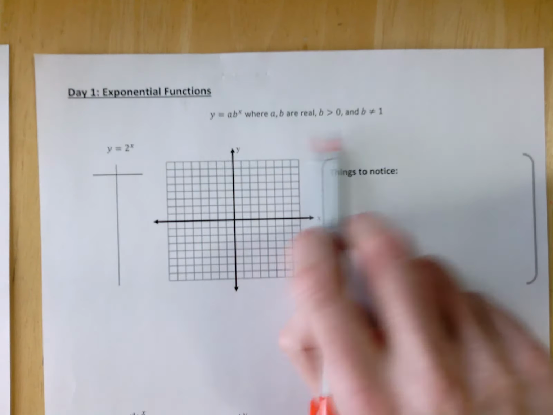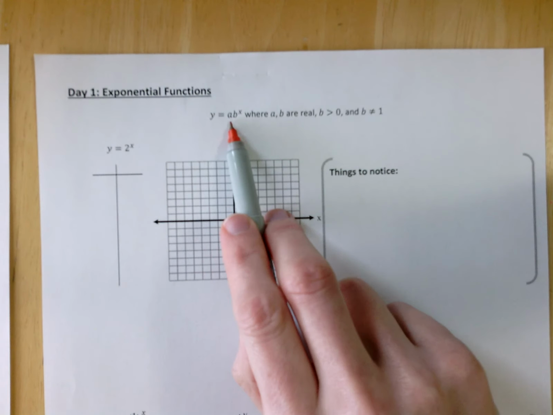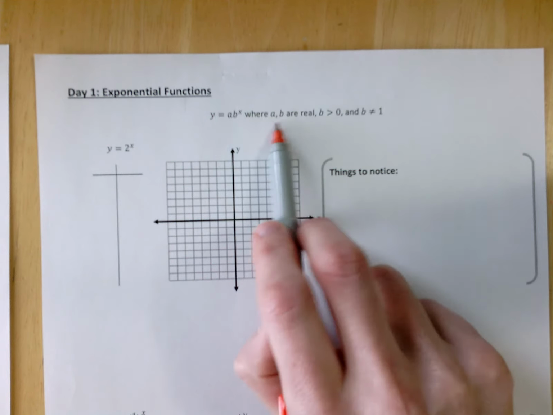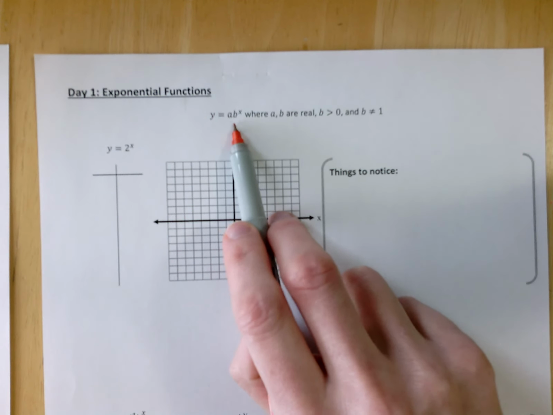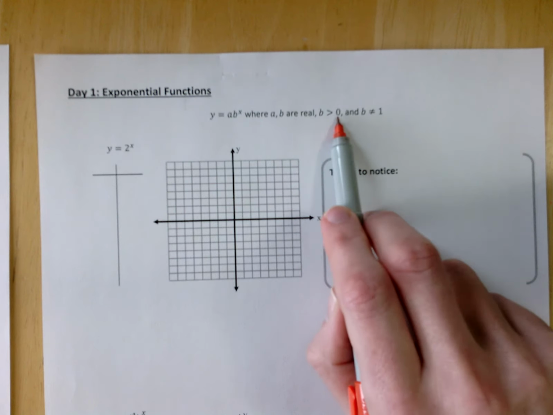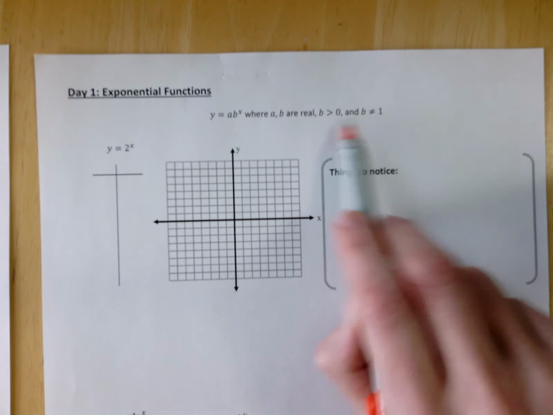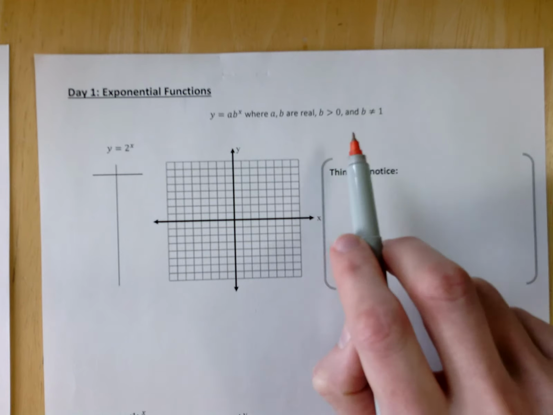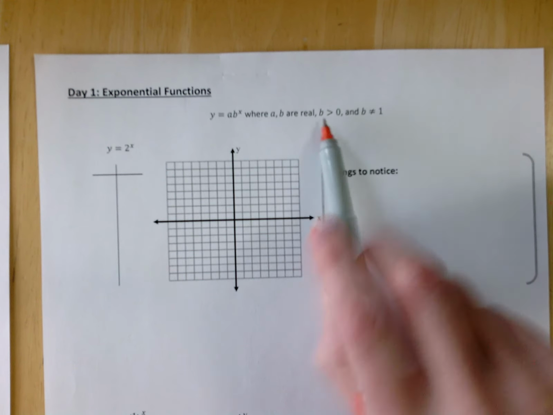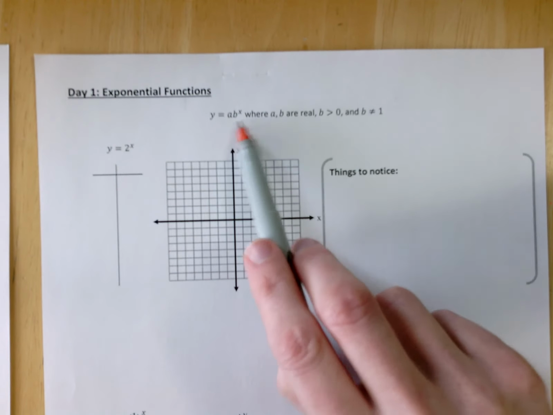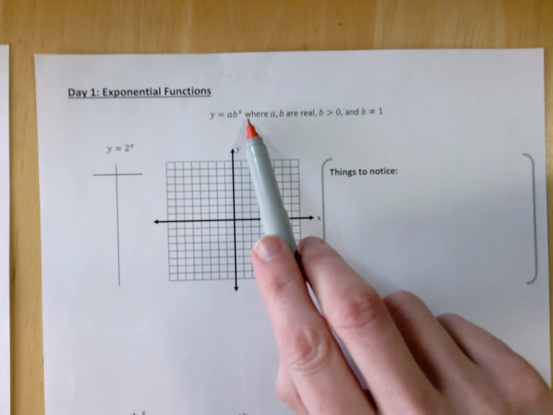So the definition of an exponential function: y equals a times b to the x power. a and b have to be real numbers, so no imaginaries allowed. And b has to be greater than 0, and it can't be 1. Well, why is that? Because if b is negative, that messes up the form. We're going to look later at what happens with that and how that'll be different.